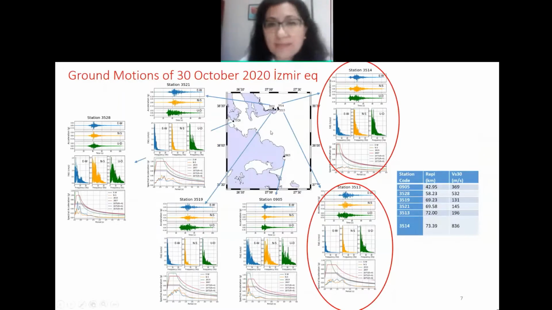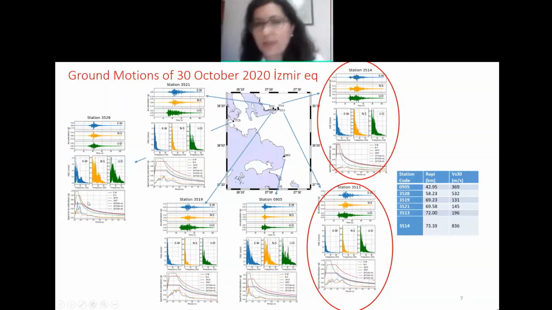I made a map here with the time histories, Fourier amplitude spectra and the response spectra for these 6 records that I selected. You will see that we have varying site conditions over here. I am going to go really quickly over these. We have a VS30 of 500 around here. We have short period amplification as we expect.